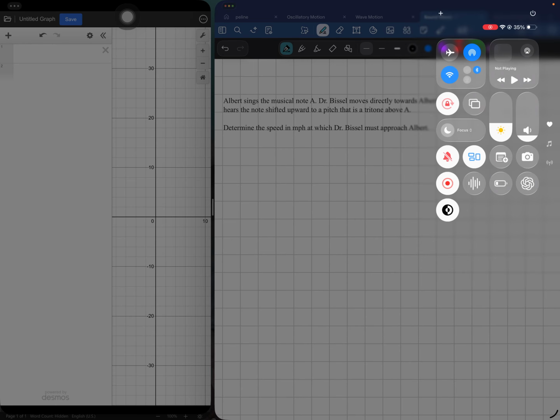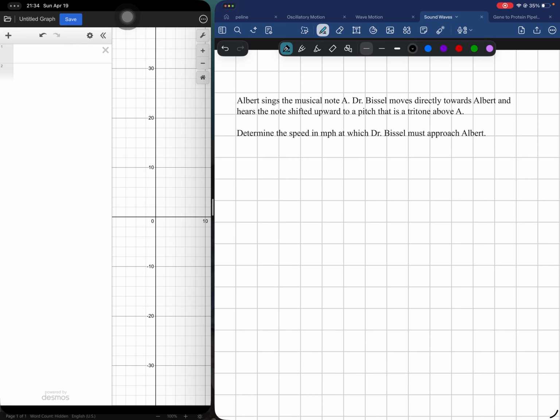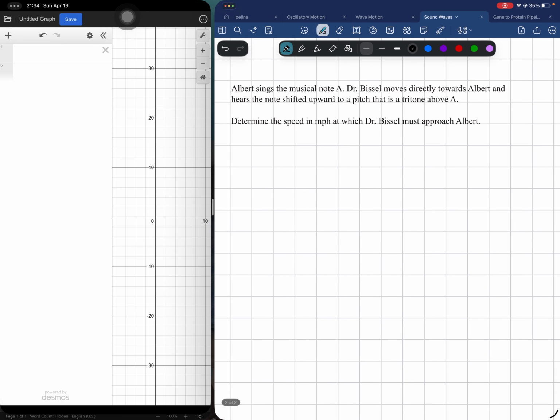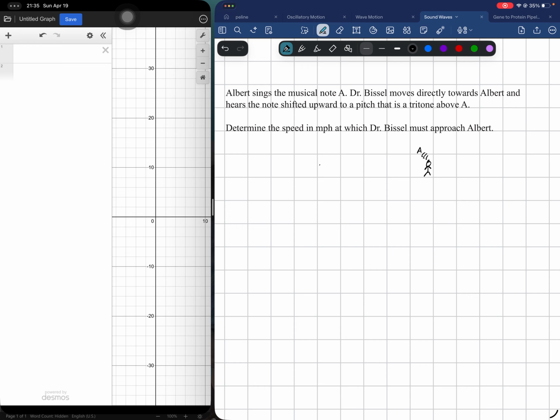Okay, so here we have a pretty fun problem. Let's analyze it first. Albert sings the note A, and Dr. Bissell is moving. So let's draw it out. This is going to be Albert, and he's singing the note A. Dr. Bissell, on the other hand, is moving directly towards Albert.